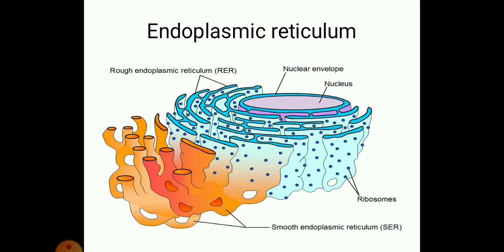Let's understand using this picture. As you can see, endoplasmic reticulum surrounds the nucleus. It is of two types. RER, that is rough endoplasmic reticulum, has ribosomes present on the surface, which makes its surface rough. Whereas in case of SER, that is smooth endoplasmic reticulum, there are no ribosomes present on the surface. As a result, its surface remains smooth, and that's why the name smooth endoplasmic reticulum.